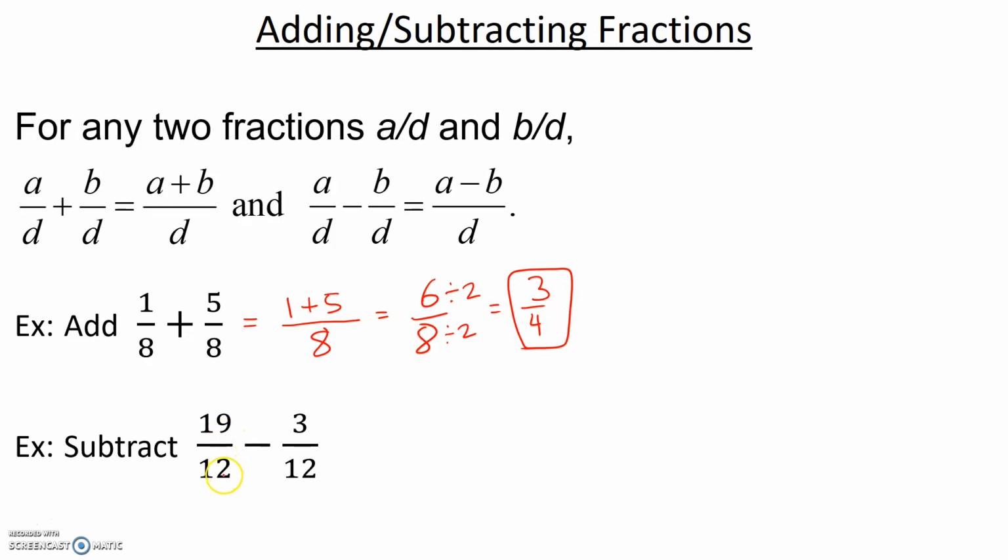Let's subtract 19 over 12 minus 3 over 12. 19 minus 3 is 16. And again, we keep the same denominator. Once you have a common denominator, the denominator does not change. 16 over 12 needs to be reduced. So let's find a number that 16 and 12 can both go into. The largest number that 16 and 12 can both be divided by is 4. So we would divide both 16 and 12 by 4. And our result would be the fraction 4/3.